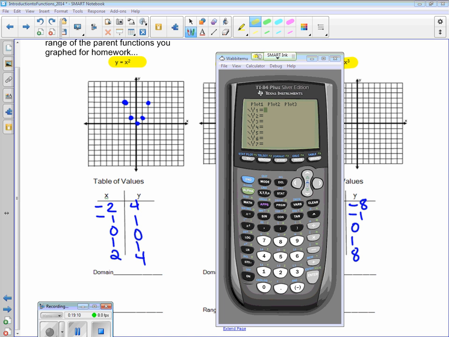So now I'm going to have us graph them on the calculator. And we're going to see why maybe the shapes are the way they are. So in your calculator, I'm going to go ahead and turn the lights down a little.